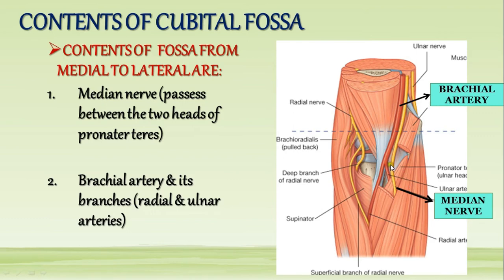The next structure which is present in the cuboidal fossa is the brachial artery. The brachial artery passes from the arm, enters into the cuboidal fossa, and just at its apex, it divides into its two terminal branches, the radial artery and the ulnar artery. So from medial to lateral, the first structure is the median nerve. Then you will encounter the brachial artery.